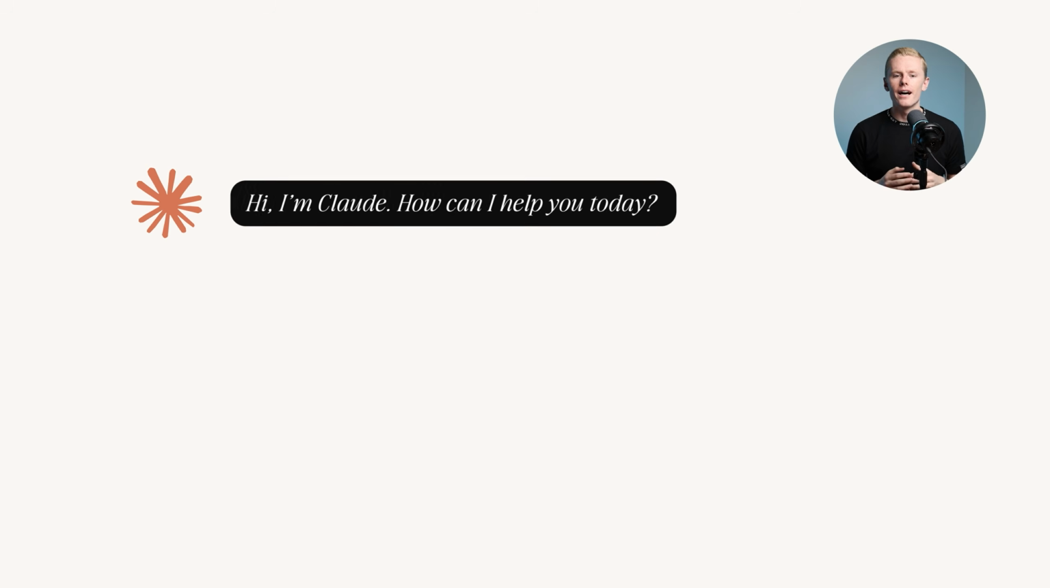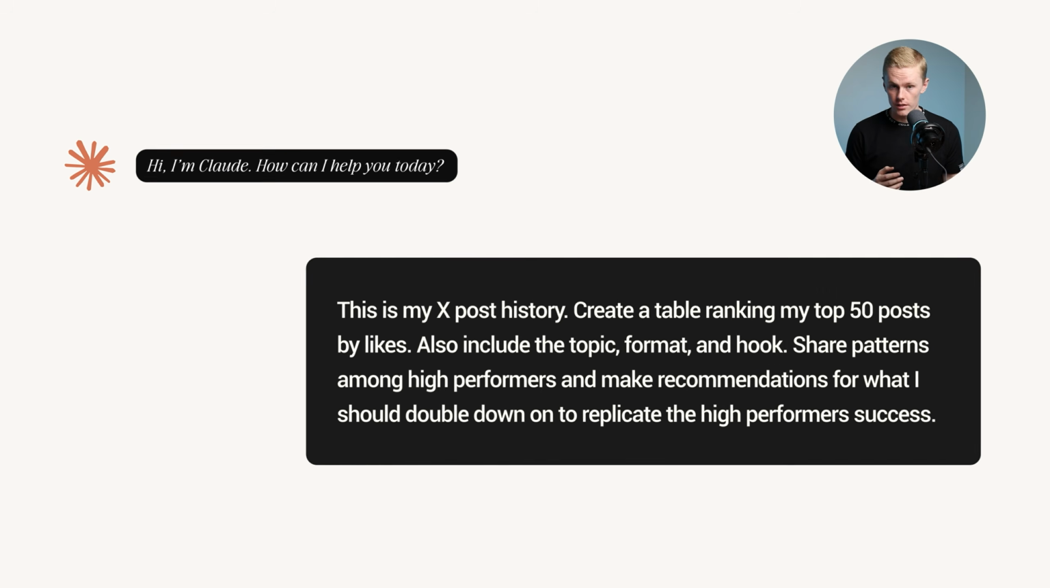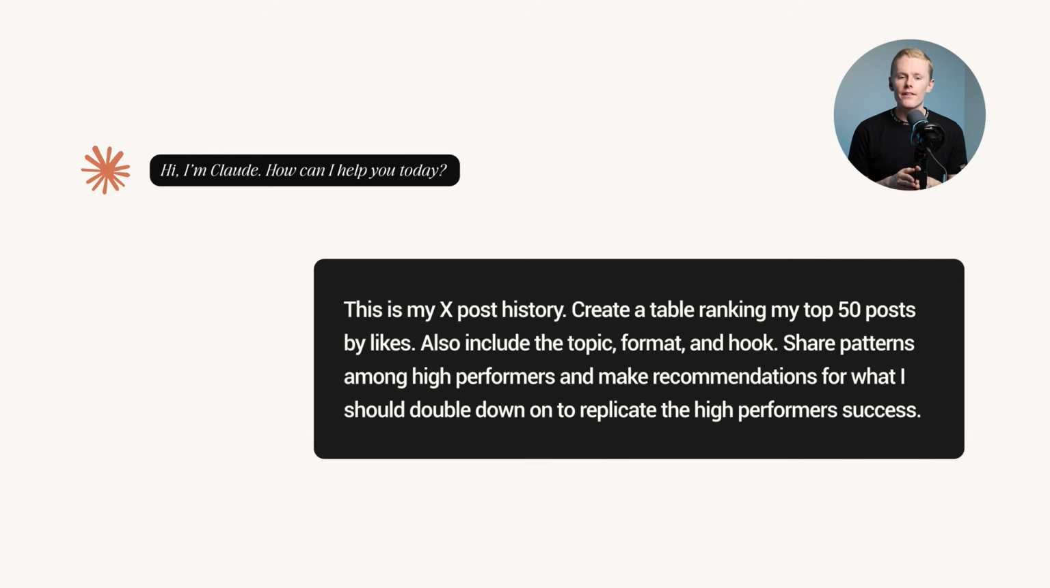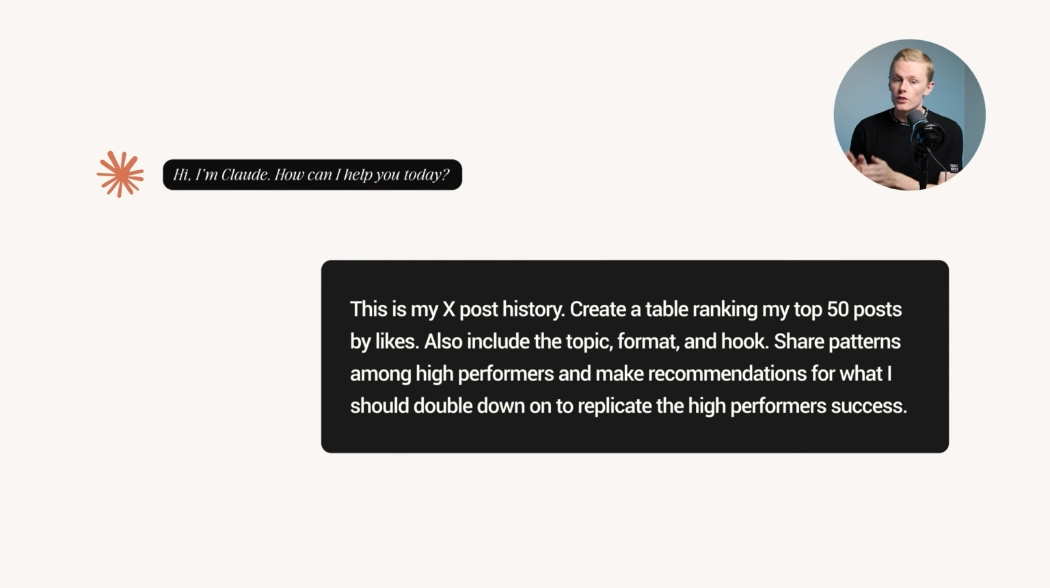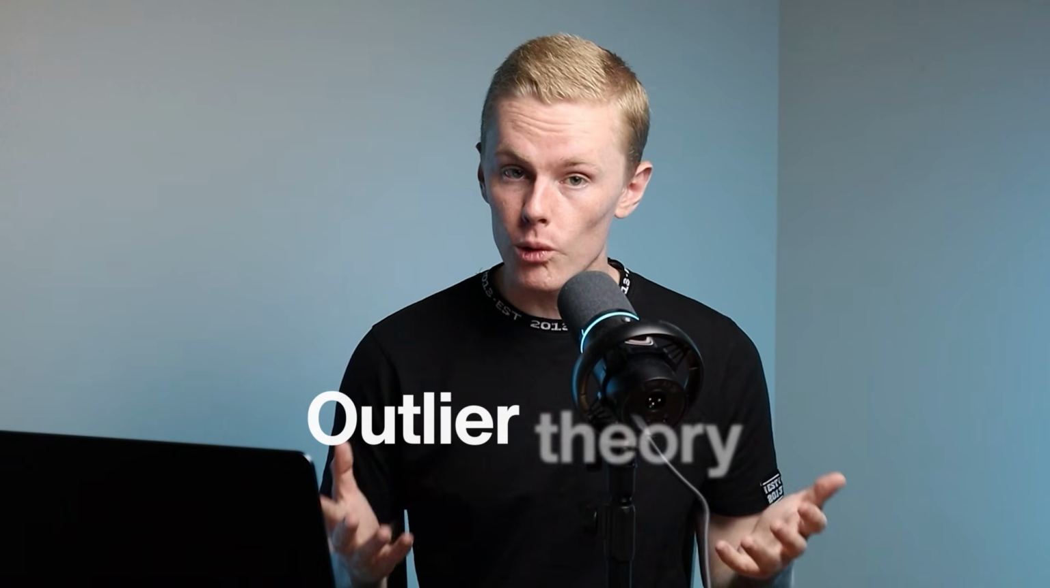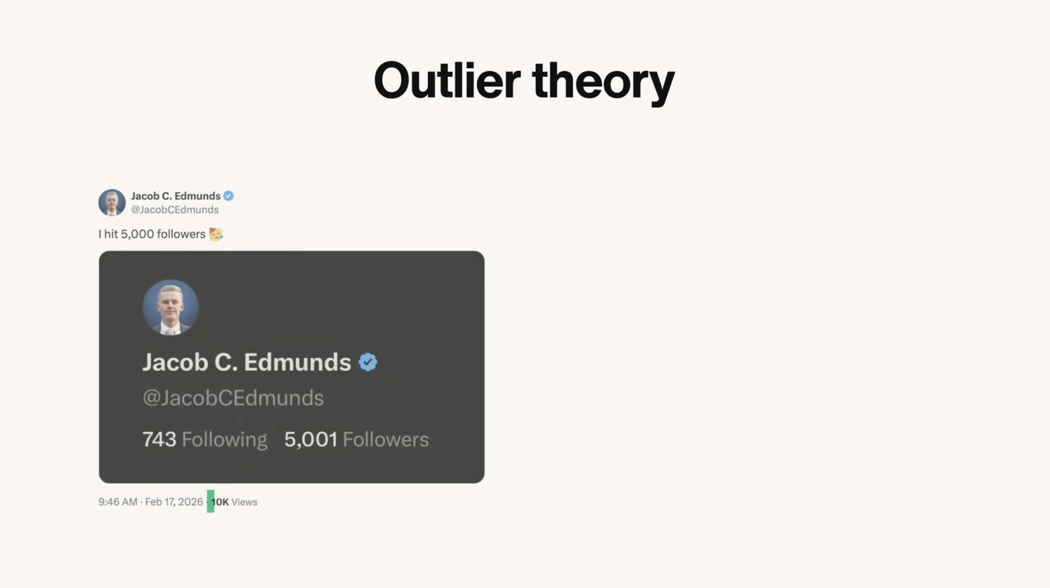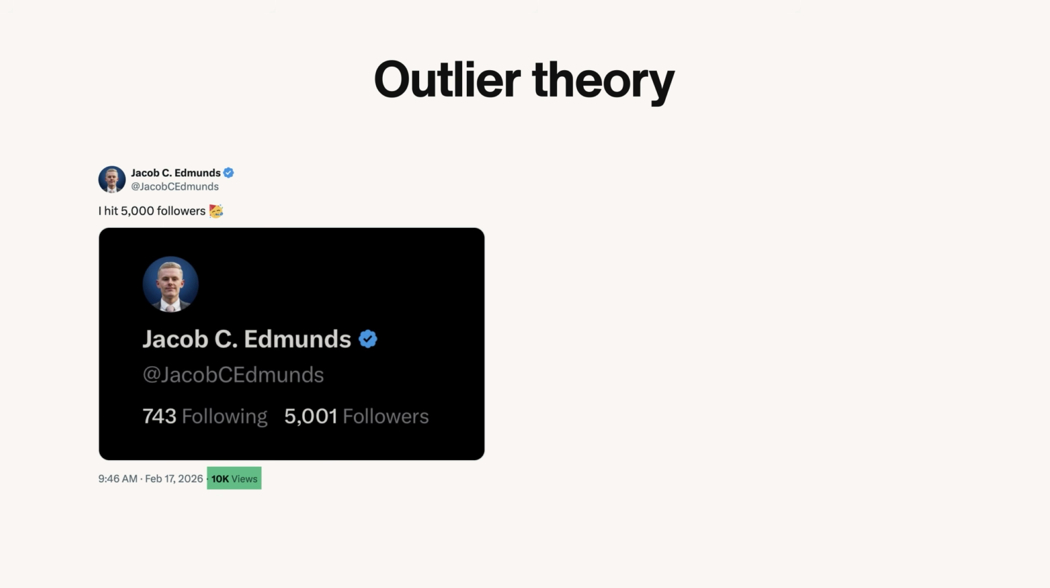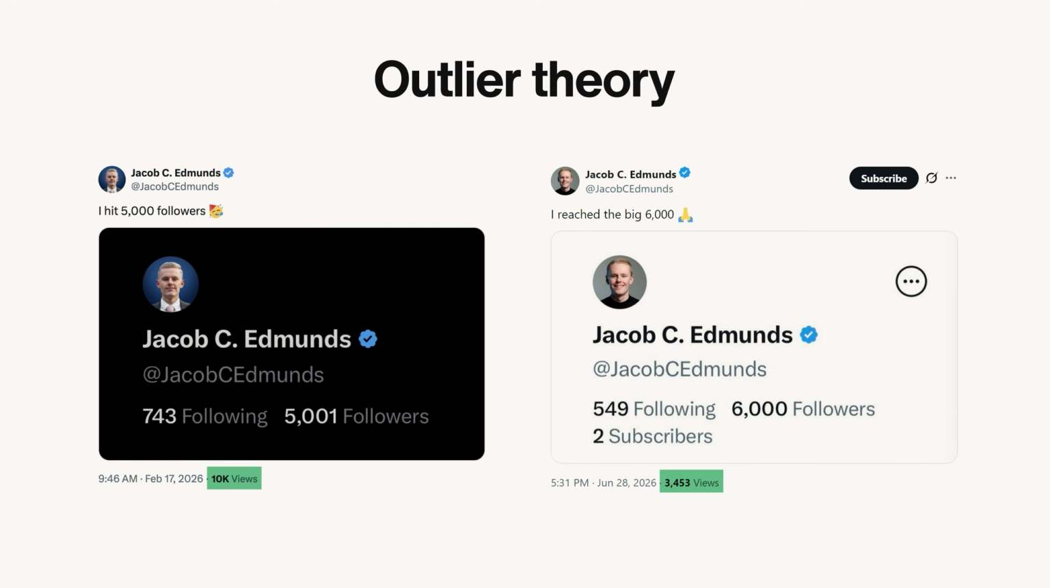So for this reason, you should completely remove that idea from your head and instead use AI to analyze your past content, find patterns, and then use that to inform your future content strategy. And this is because of something called outlier theory, which states that if a post performed well previously, it is likely to perform well again.